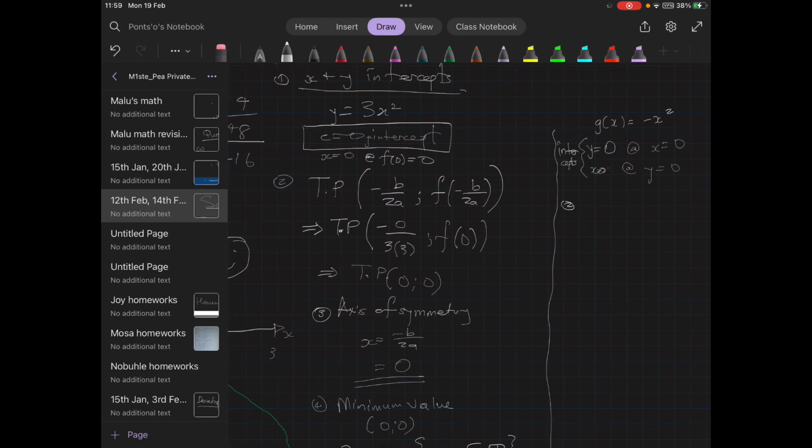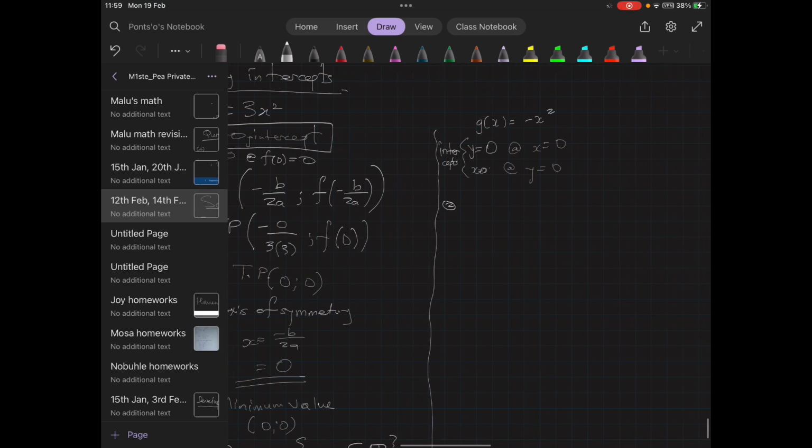Two is a turning point. So the turning point, again, is minus b over 2a mapped to the point of f of minus b over 2a. And since b is 0, our turning point is going to be 0, 0, because b equals 0.